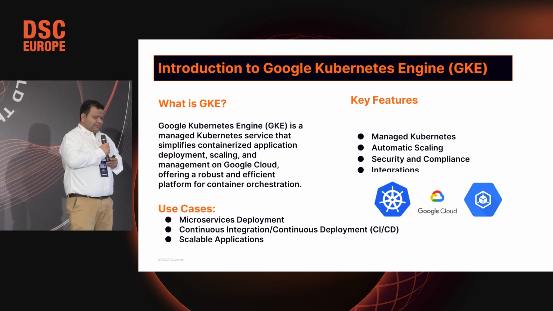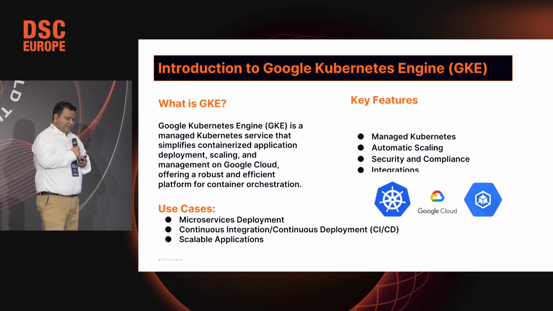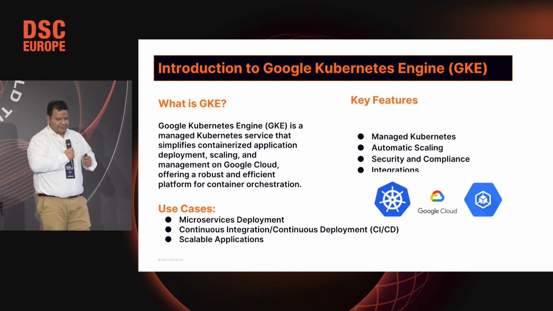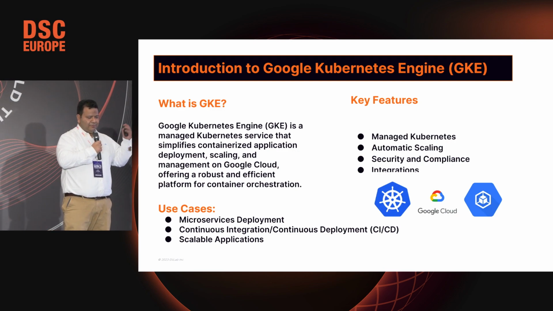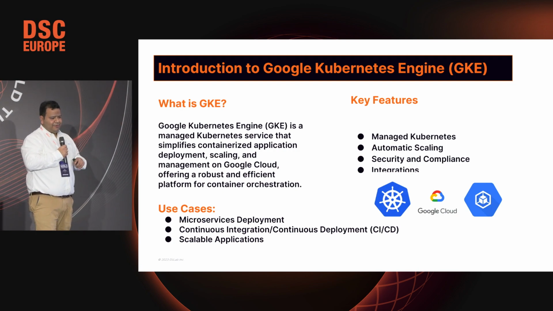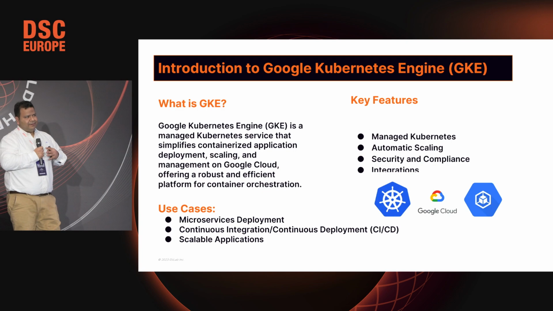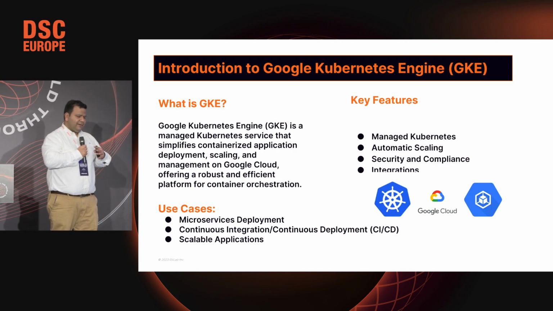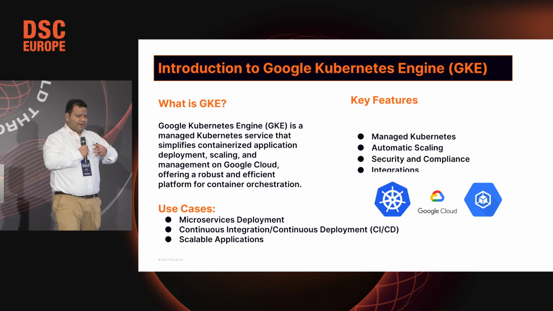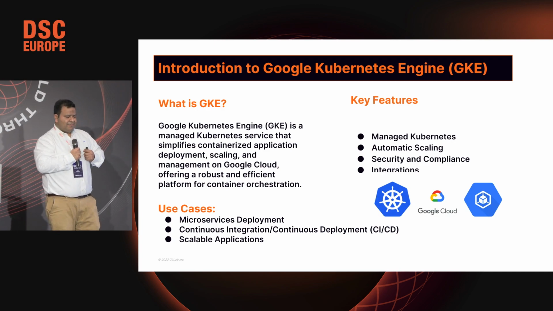What are the key features? So why did we choose GKE? The major reason was that it's managed Kubernetes, so we don't have to manually manage the whole Kubernetes infrastructure. It's managed by Google, so it's more reliable. Automatic scaling was very much needed for our Airflow data pipeline. We need a system which automatically scales on demand to handle all kinds of load. Security and compliance is one major thing.